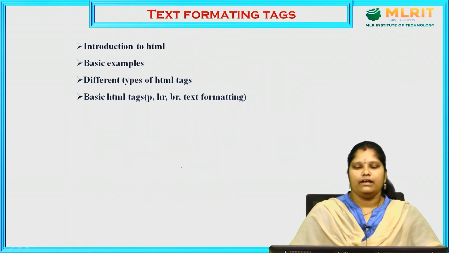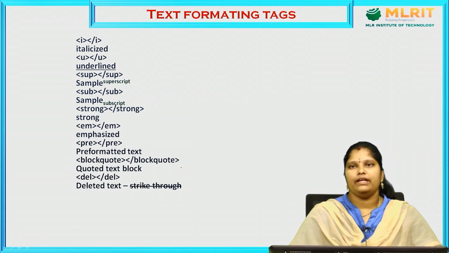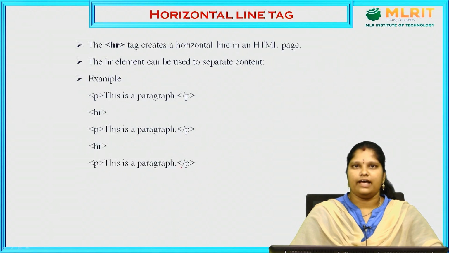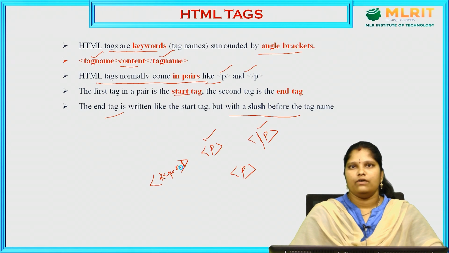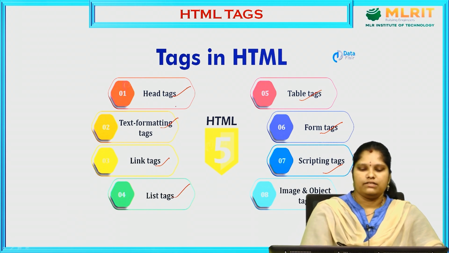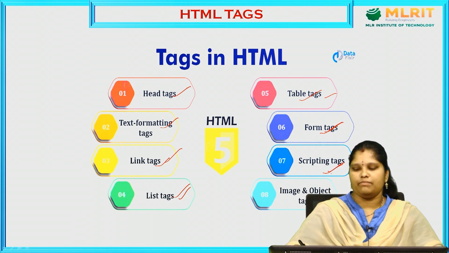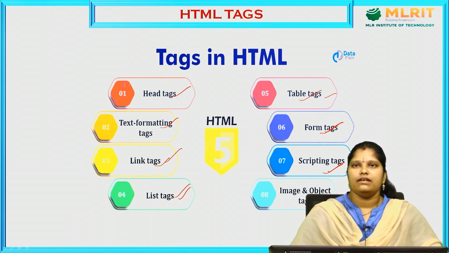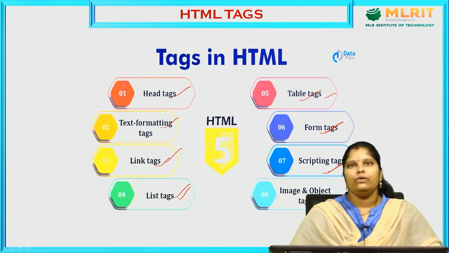And next, in the coming class we need to discuss the table tags, underlines, and the remaining tags. Okay, and thank you. The remaining tags we will discuss are link tags, list tags, tables, forms, scripting tags, and image tags. In further classes we need to discuss all these tags. Thank you.